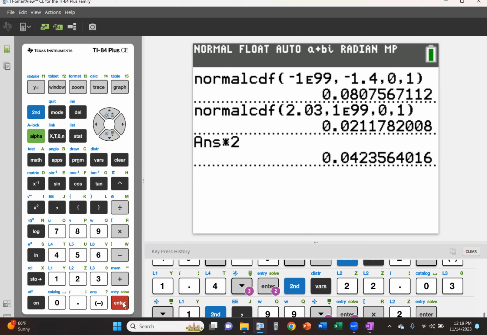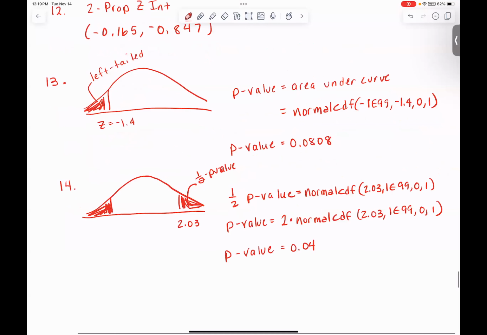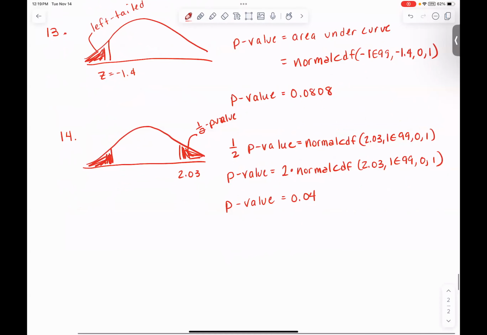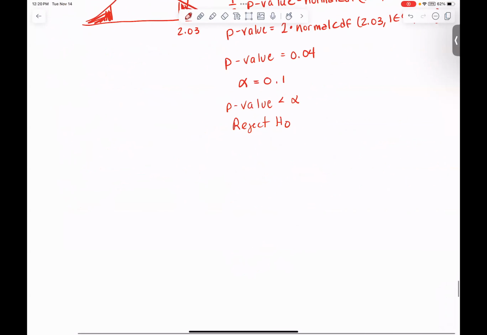So 0.0423. So our p-value, and I really only need a couple of decimal places there, is 0.04. So what was our alpha? Alpha was 0.1. So since the p-value is less than alpha, we're going to reject. If the p is low, then reject. Problem 15.